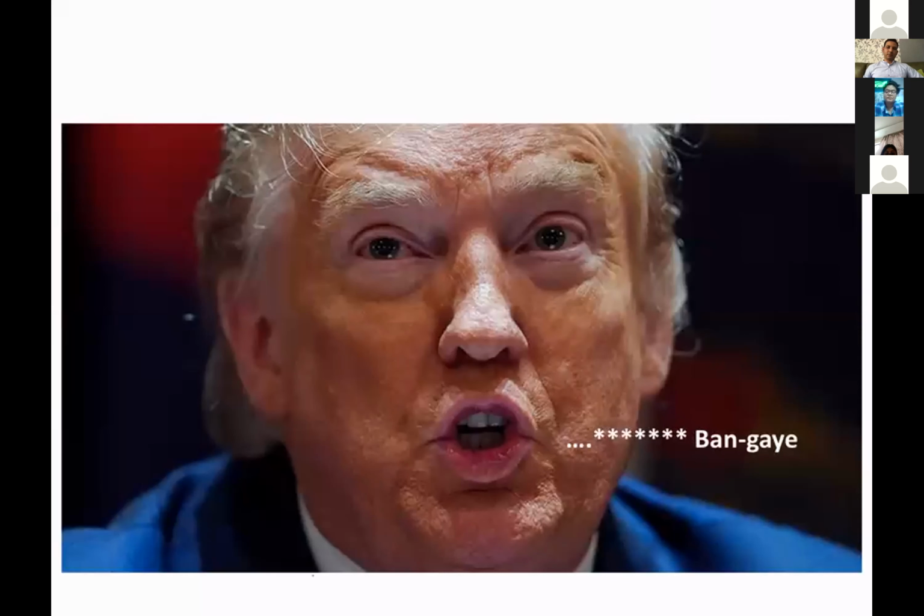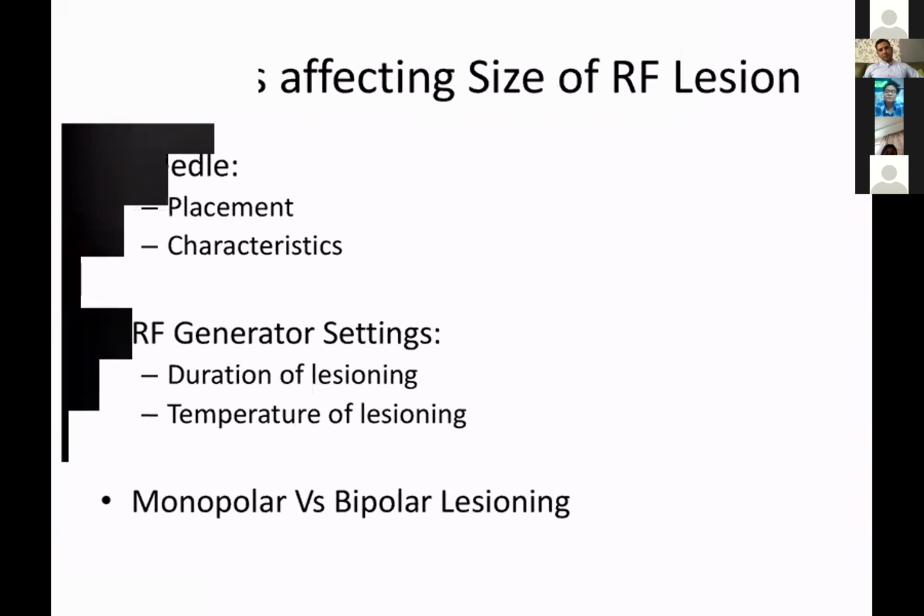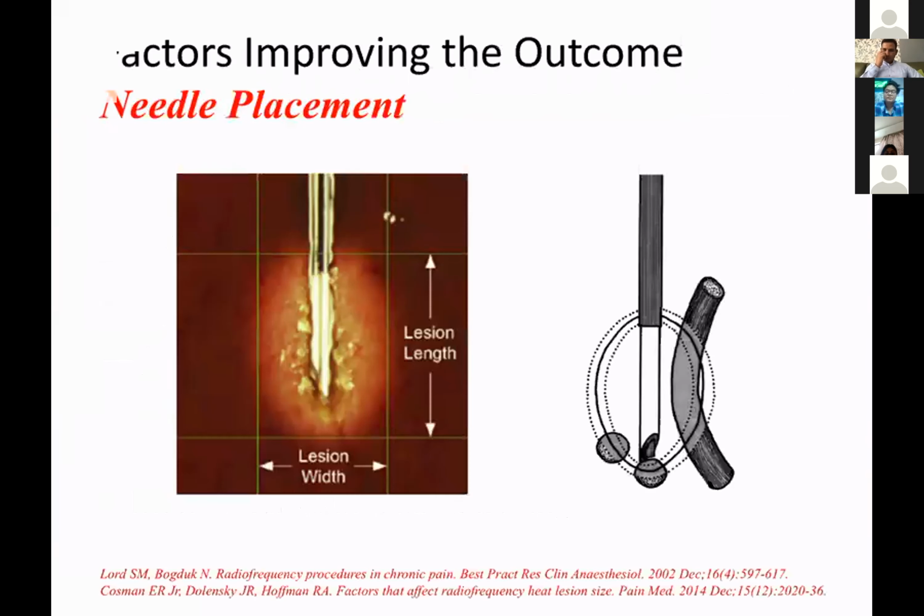So it is very important that we have in our mind a list of the factors which affect the size of RF lesioning, with the help of which we can improve the outcome. I shall be discussing these factors one by one. First of all, the needle characteristics. Needle placement is one of the most important factors as far as thermal RF lesioning is concerned.